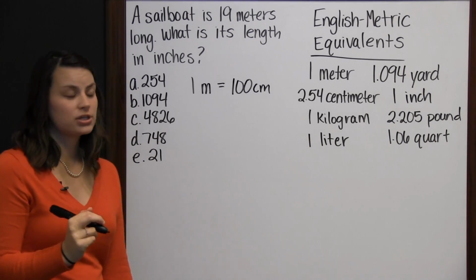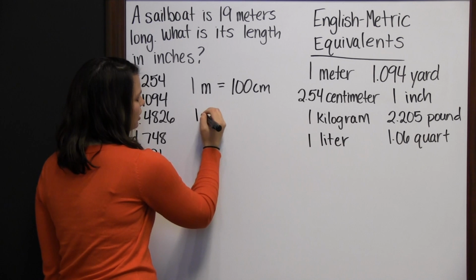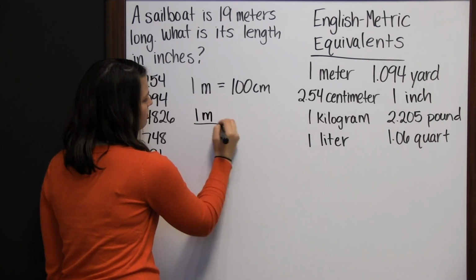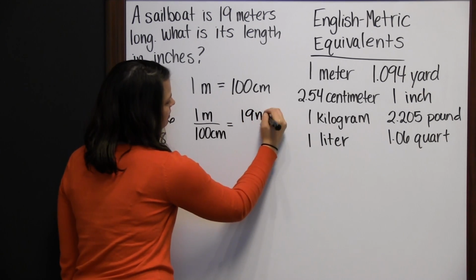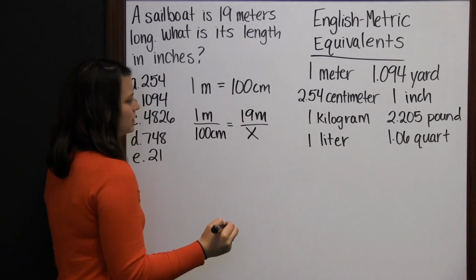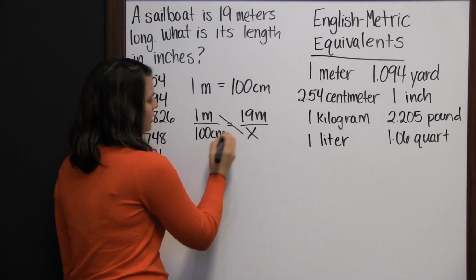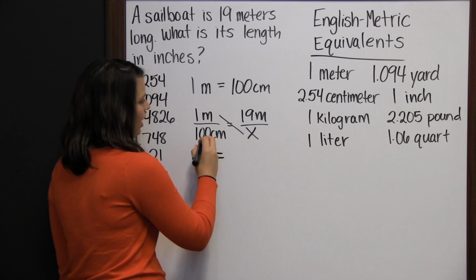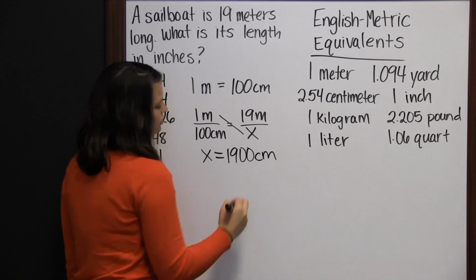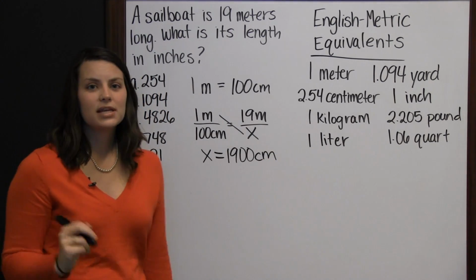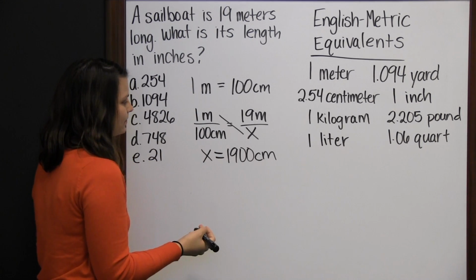And we can use a proportion to solve. We can take this conversion factor and use it as a ratio. So 1 meter is 100 centimeters, which equals 19 meters is how many centimeters? And then to solve the proportion, we cross multiply. 1 times x is x, and 100 times 19 is 1900. So it's 1900 centimeters. Now I can use another proportion to find inches.